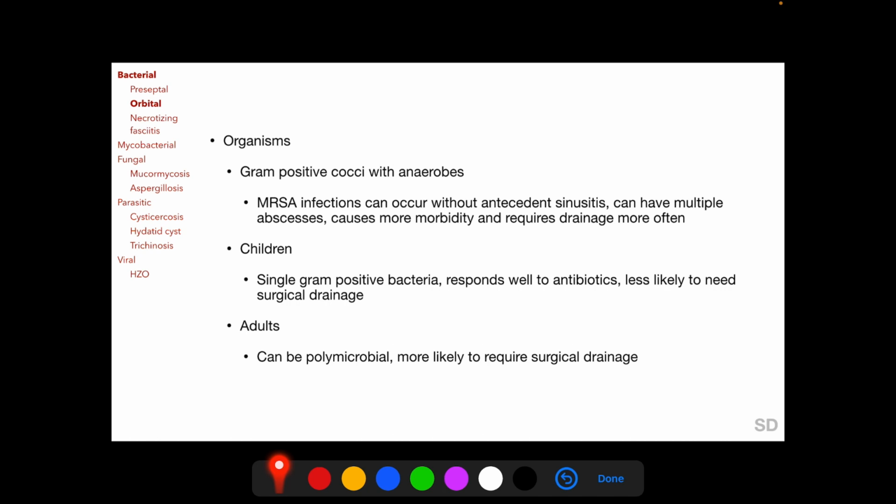Orbital cellulitis in children is usually caused by a single gram-positive bacteria and thus responds well to antibiotics and are less likely to need surgical drainage. However, in adults, orbital cellulitis can be polymicrobial and are more likely to require surgical drainage. And this is important to remember in planning our approach to management of orbital cellulitis in children and adults.